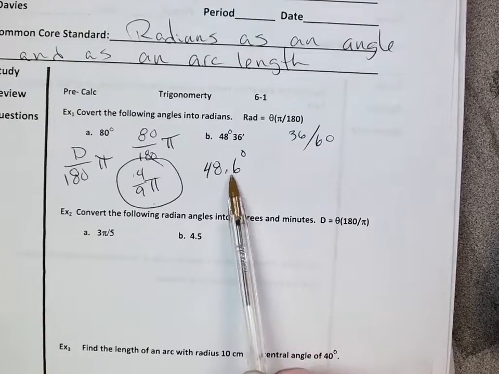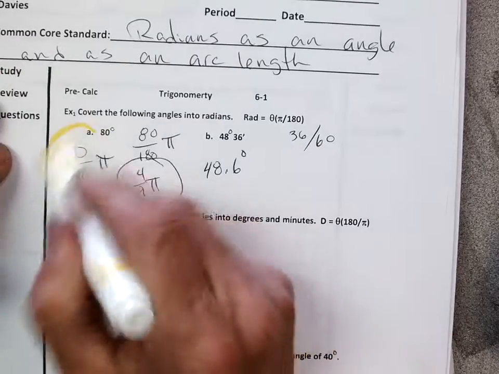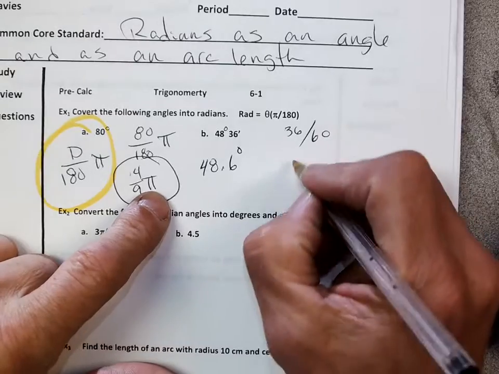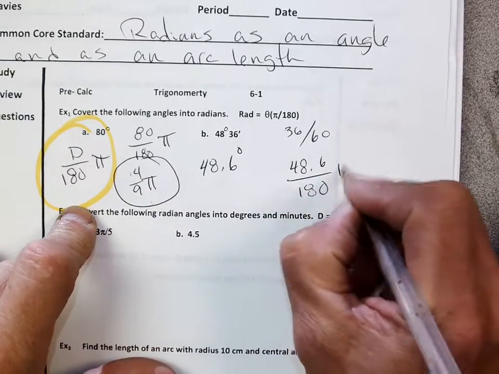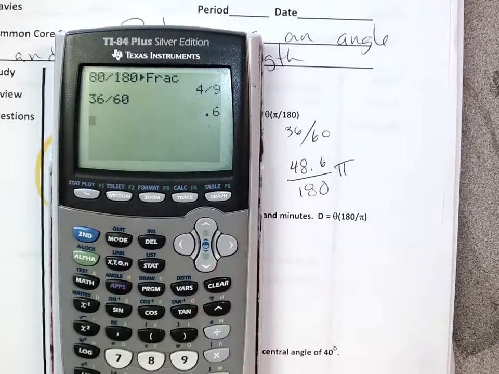And so then let's use my formula. So my formula is this formula right here. We're going to use our degree over 180 times pi. So I'm going to go, okay, I can do that. 48.6 over 180 times pi. Now, I'm not going to worry about getting this in terms of pi. I'm just going to get an ugly decimal. It's still the answer.